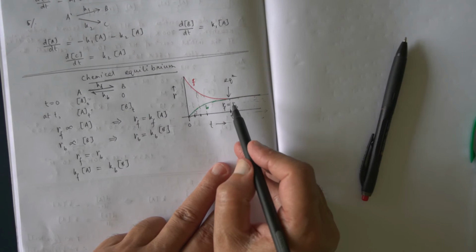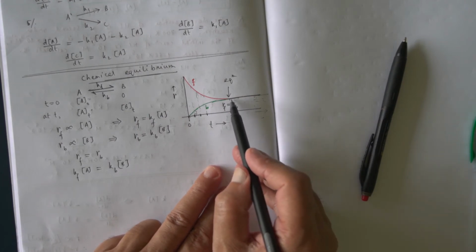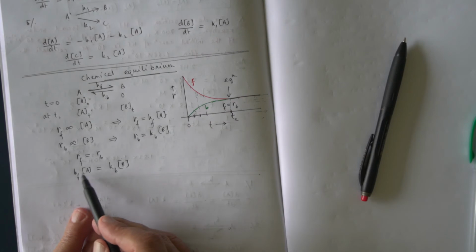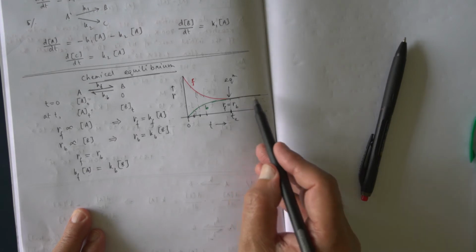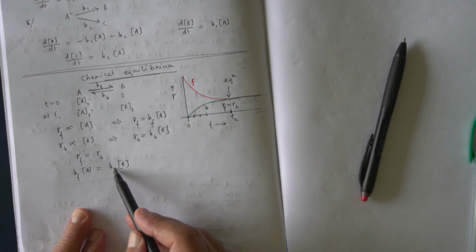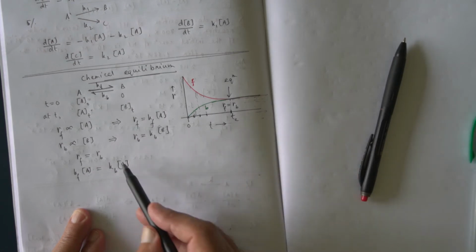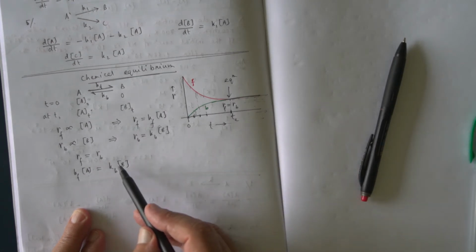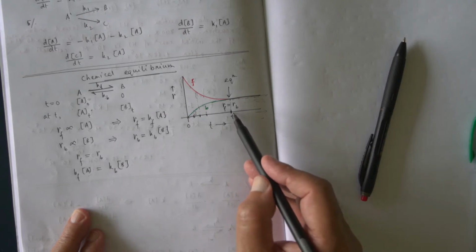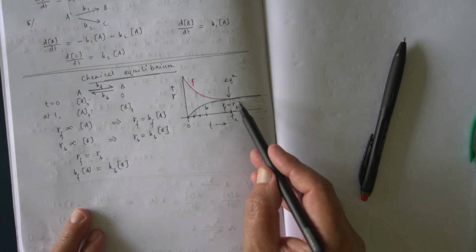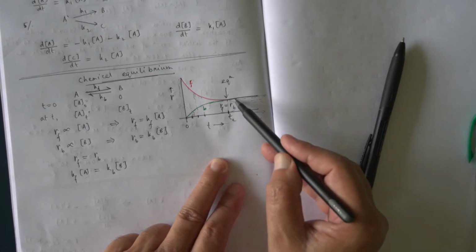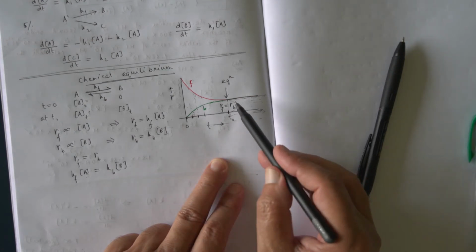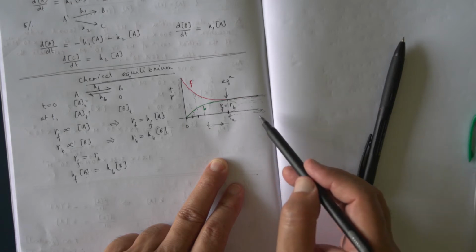Okay? So what does it mean? Speed of forward reaction remains the same. That means concentration remains the same. Speed of backward reaction remains the same. That means concentration of B remains the same. After equilibrium is established, concentration of A and concentration of B do not change with time.